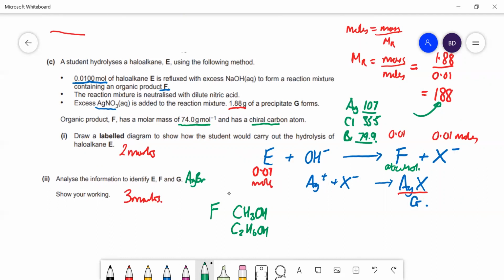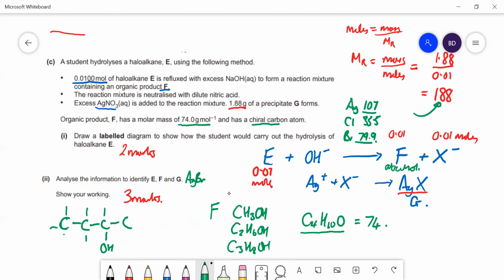Propanol is too small, C3H7OH. But C4H10O, an alcohol with 4 carbons in it, that could be it. So we know it's 4 carbons, that's 74. Mr is 74, and it's got a chiral carbon in it. So I think what we're looking at is F having the OH on carbon number 2, butan-2-ol. It obviously can't be butan-1-ol. If it was butan-1-ol, it wouldn't be chiral.